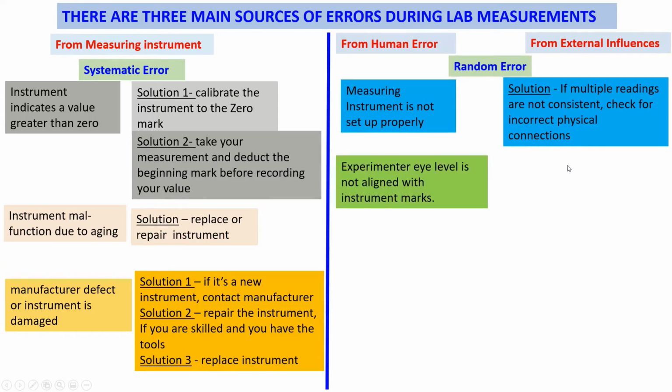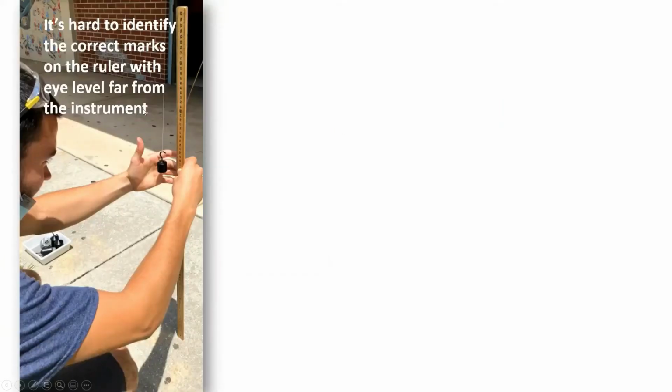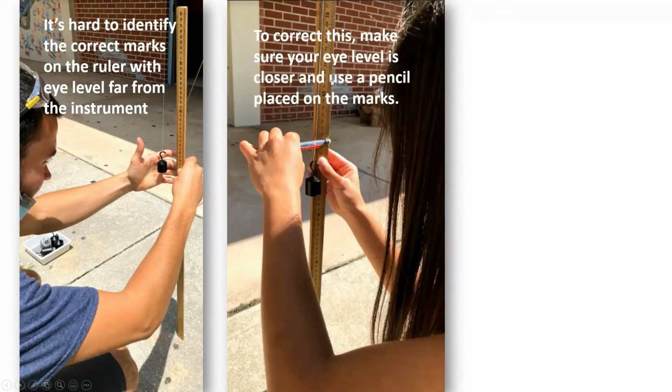The second source of random error, experimenter eye level is not aligned with instrument marks. It's hard to identify the correct marks on the ruler with eye level far from the instrument. To correct this, make sure your eye level is closer and use a pencil placed on the marks.